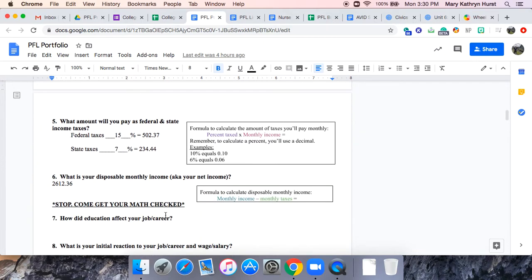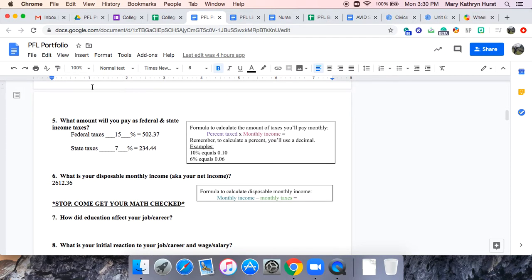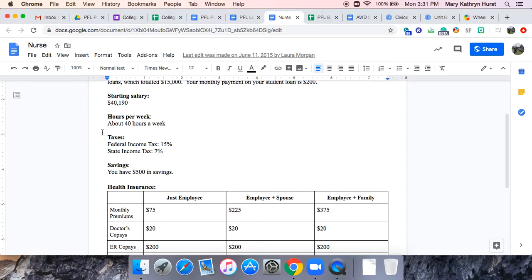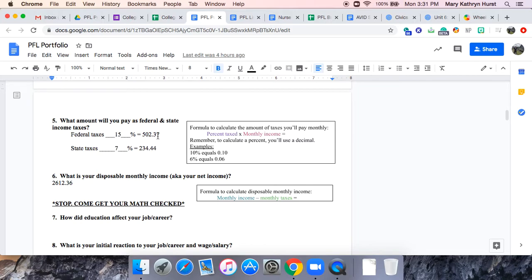2 decimal places. So let's say, for example, I pay 15% federal tax and state tax. How do I know? I look at my job link. Here we go. So I work about 40 hours a week. It just depends on shifts, really. It just depends on where you want to work. And then for taxes, I pay 15% federal and 7% state. So I put that in there and I calculate this out.